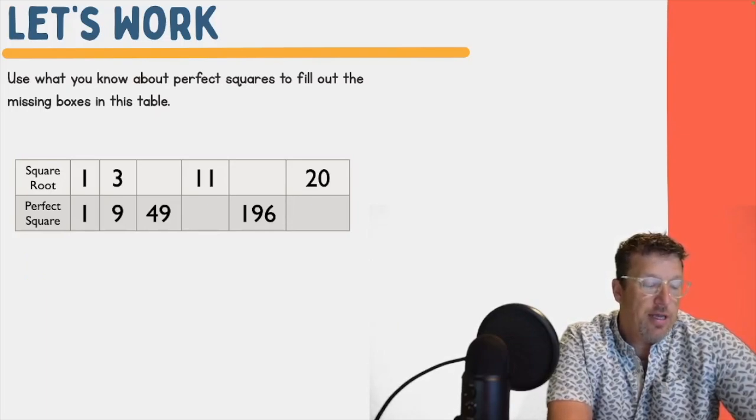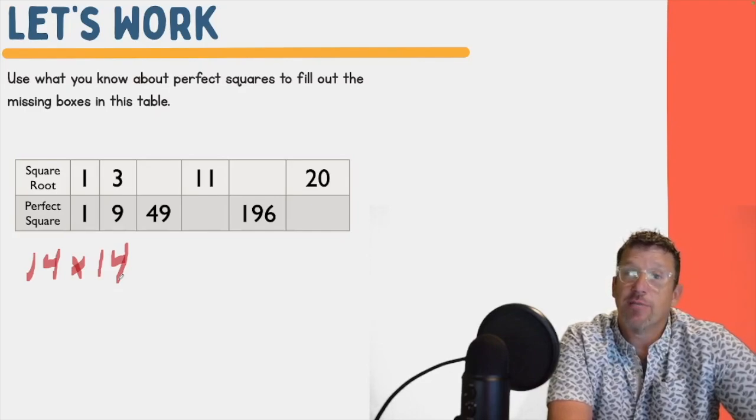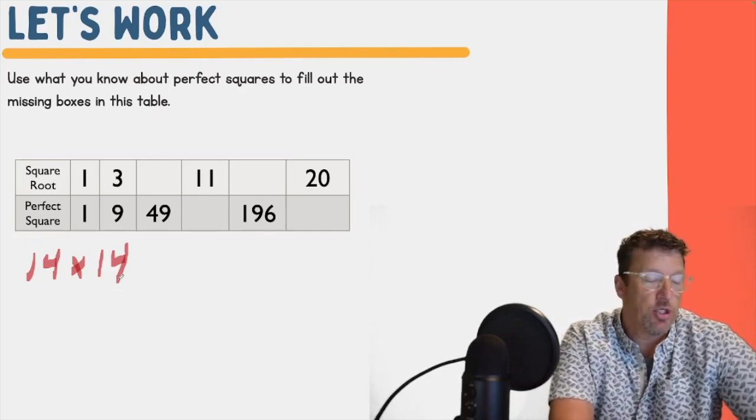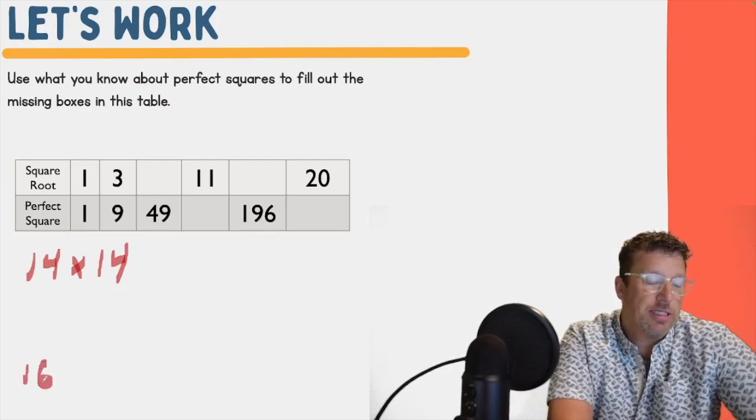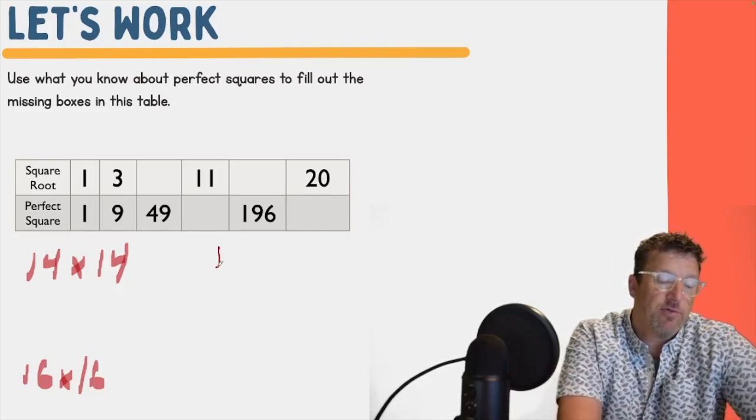Let's try maybe 14. And then the other one we could try, because we said 4 times 4 is 16 and 6 times 6 is 36. So we could try 16. Okay? Now, if we go ahead and try both of these, we will get to our answer. So let's go ahead and try the 14 times 14 first.